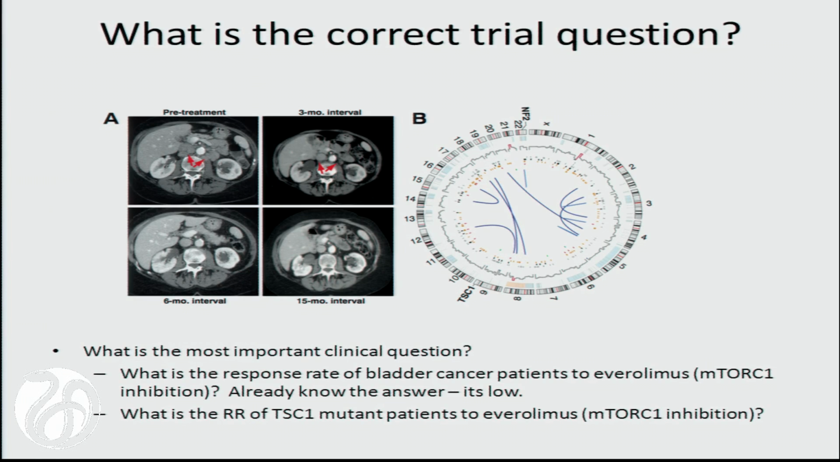It's low for every targeted inhibitor that we've looked at, and probably because bladder cancer is very genetically heterogeneous from patient to patient. Really, the question we should be asking is, what is the response rate of TSC1 mutant bladder cancer patients to everolimus? So how do we get to this question? How do we answer this question?